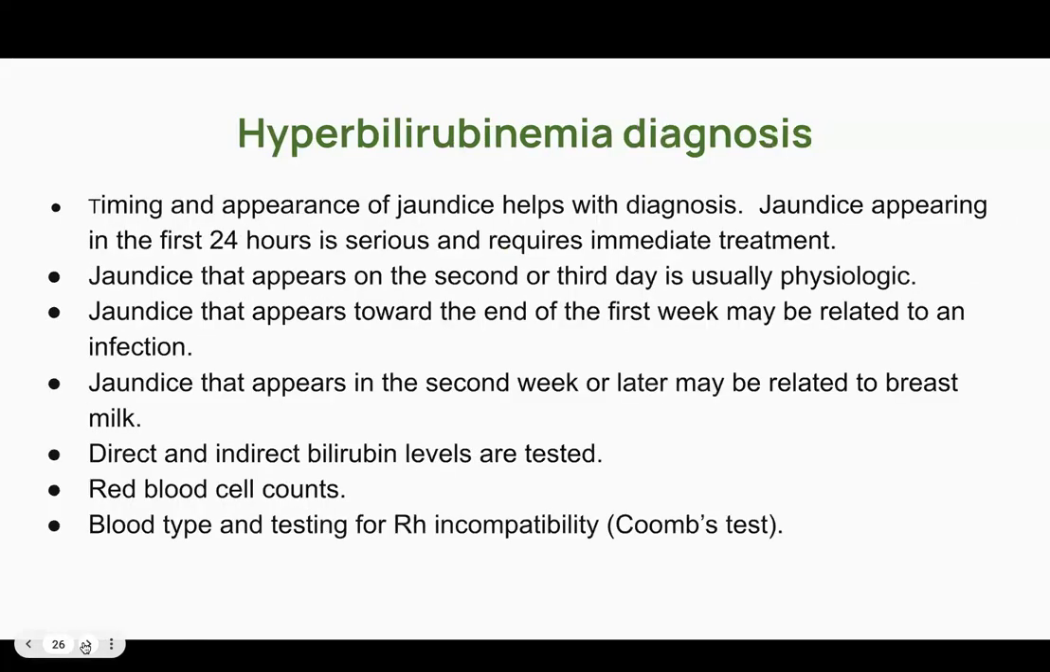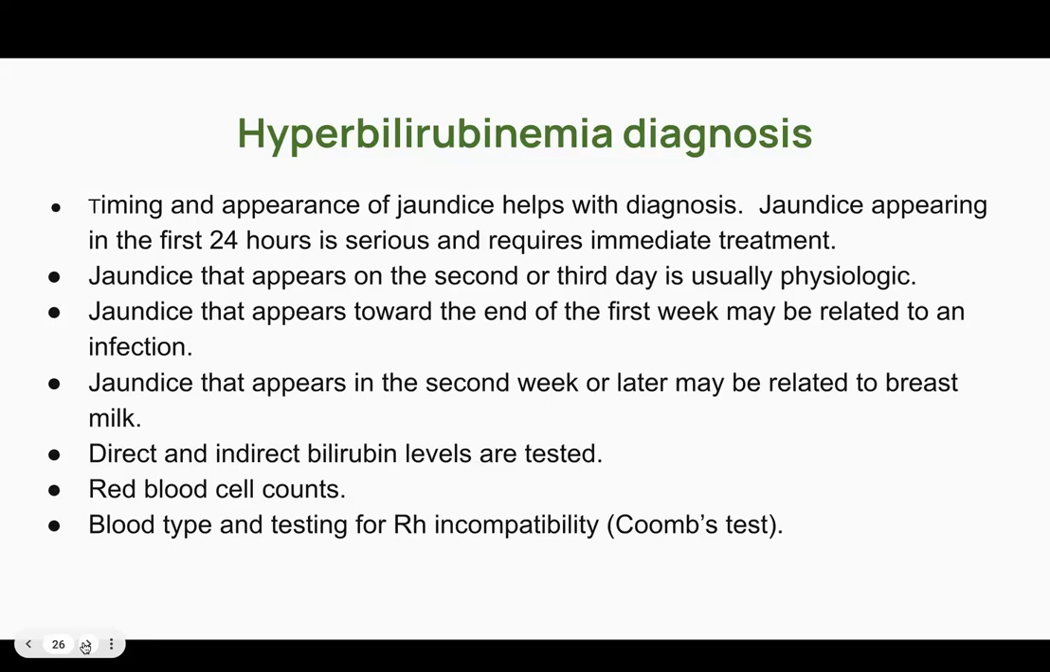Diagnoses. Timing and appearance of jaundice helps with diagnoses. Jaundice that appears in the first 24 hours is serious and requires immediate treatment. Jaundice that appears on the second or third day is usually physiologic. And if it happens more toward the end of the first week, it could be related to an infection. And when it happens even later on, that's usually related to the breast milk.